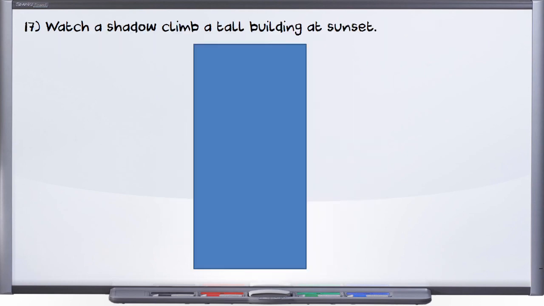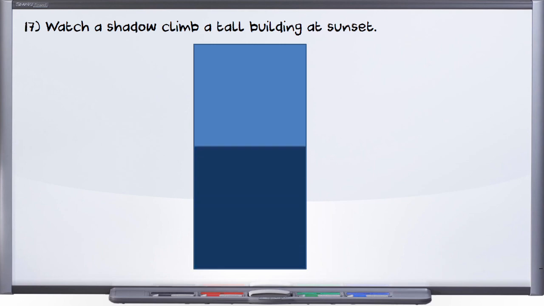This one's relatively easy if you have both tall buildings and a clear view of the sunset. So anytime you have a tall building that has an unobstructed view of the horizon at sunset, you'll see a shadow go up the building. And as the sun sets, the shadow climbs up the building until the building is completely dark. But that only happens on a globe Earth.